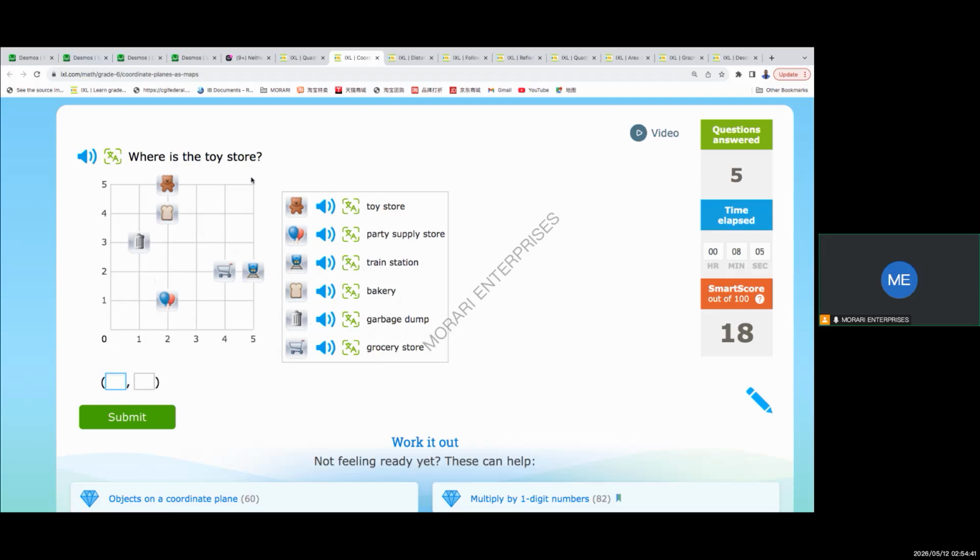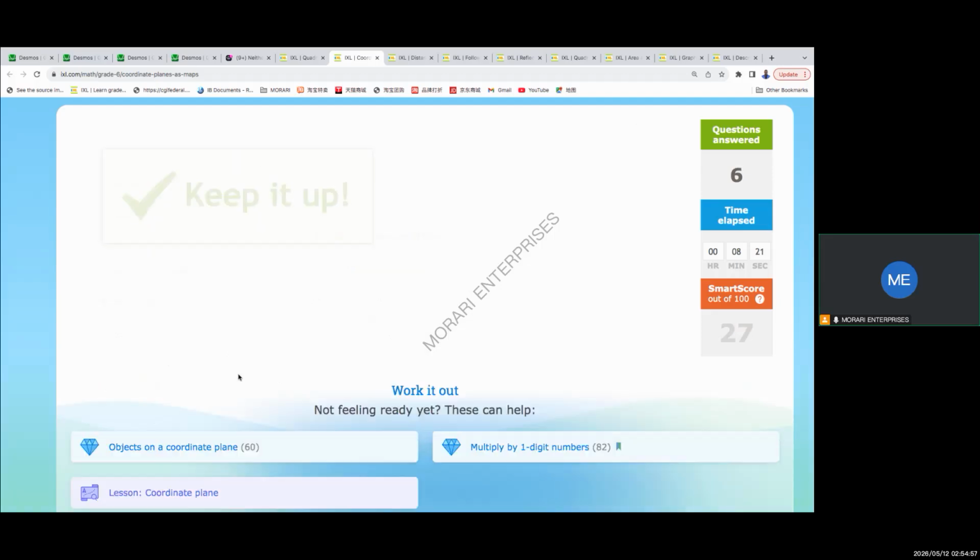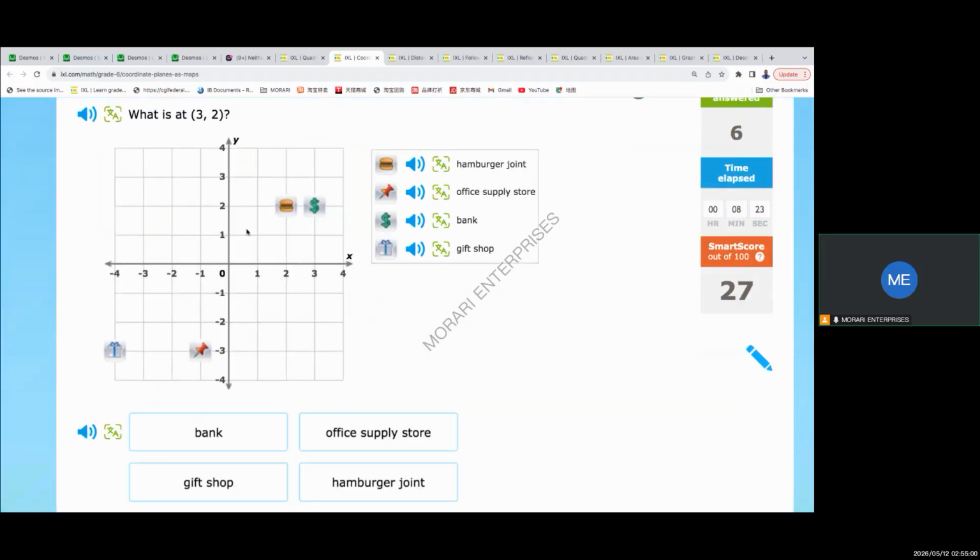Now, where is the toy store? So from here, I can indicate this picture is a toy store from the legend. And then I see the toy store starting from 0 is 2 right, 5 up, right? We get the 2 right, 5 up. So again, our coordinate plane can be used as a map. Ooh, this one has 4 quadrants. Very good. And the center is called the origin.